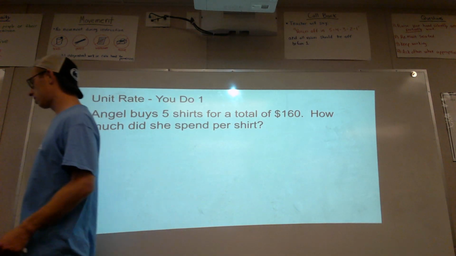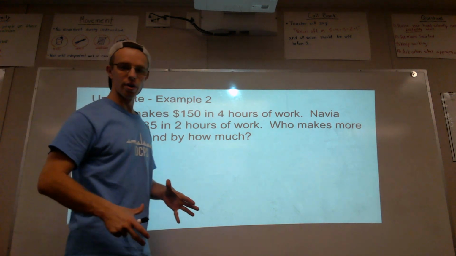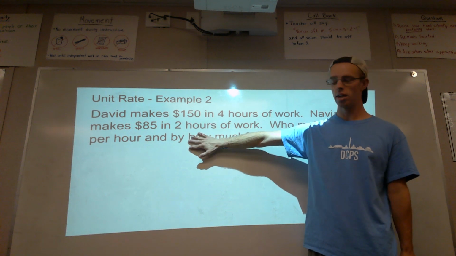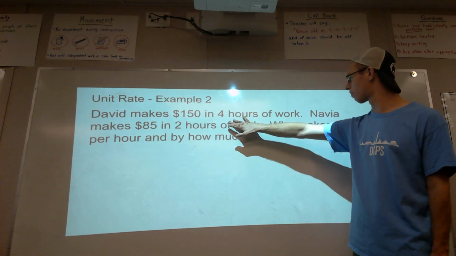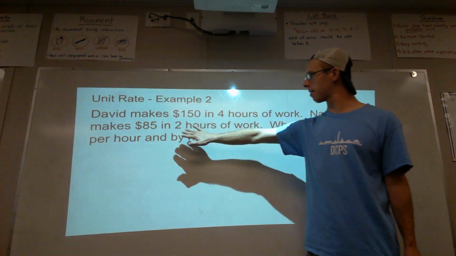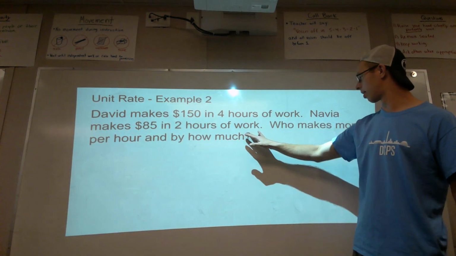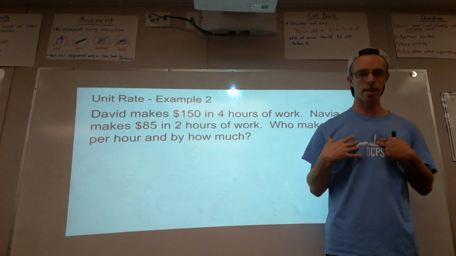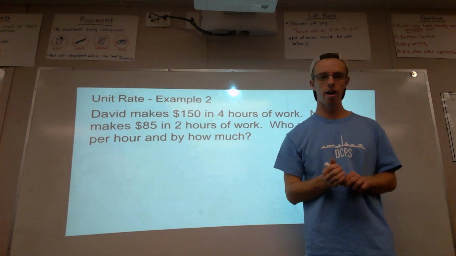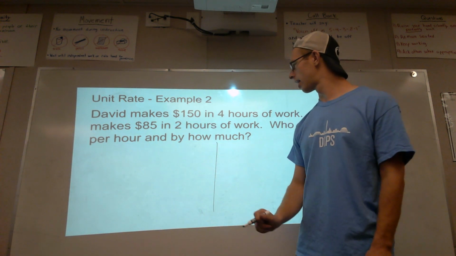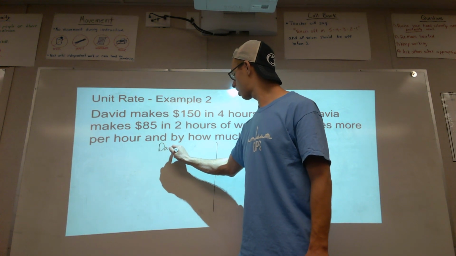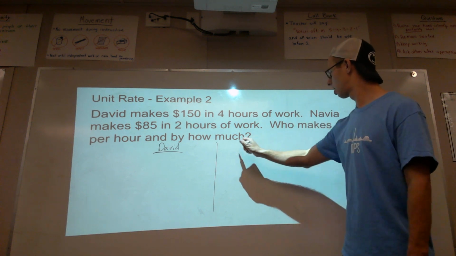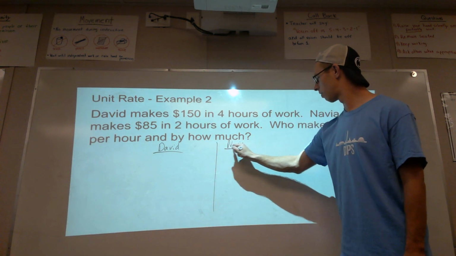Let me change the slide. Okay, example 2. This is where we're going to compare unit rates, right? I want to know if David makes $150 in 4 hours of work, and Navia makes $85 in 2 hours of work, who is making more per hour? Anytime I'm comparing things when I show work, I like to split wherever I'm doing my work in half. So I'm going to draw this, and I'm going to write David over here. I'm going to show that work there, and I'm going to show Navia right here.